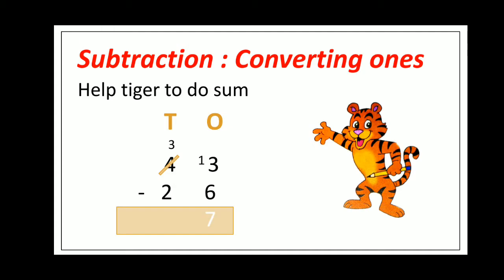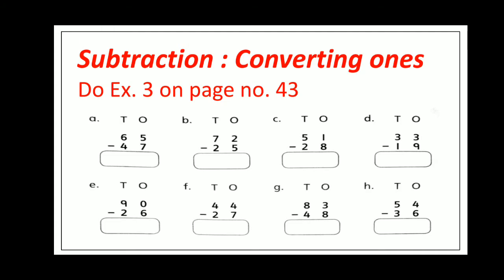Let's subtract tens column. 3 minus 2 is equal to 1. We have 1 tens and 7 ones. So the number is 17. 43 minus 26 is equal to 17. Now subtraction converting ones. Do exercise 3 on page number 43 in your book. Do these sums carefully.